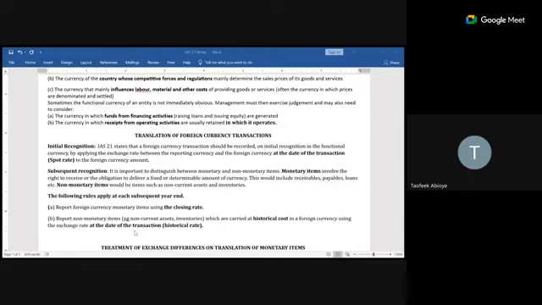So when we want to translate foreign currency, there will be initial recognition and subsequent recognition. That means on day one, how are we going to record that foreign transaction? Let's pick it one after the other. At initial recognition, IAS 21 says that the foreign currency should be recorded applying the exchange rate at the date of transaction, which is the spot rate.